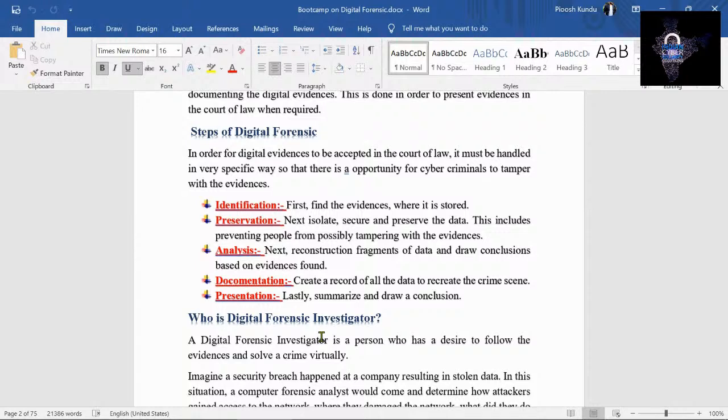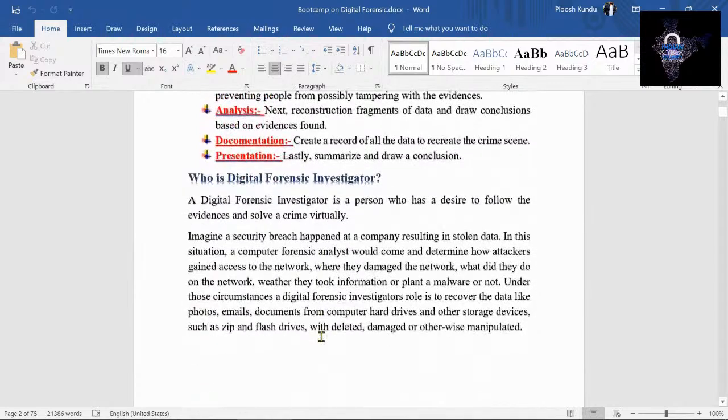Identification is the first step of digital forensics: first, they find the evidence and where it is being stored. Preservation is next: isolate, secure, and preserve the data, which includes preventing people from possibly tampering with the evidence. Second is analyzing: reconstruct fragments of data, and then draw conclusions based on the evidence found. Then the documentation part: create a record of all the data that has been recreated from the crime scene. And last but not least is the presentation part: summarize and draw conclusions regarding the crime scene that occurred in digital forensics.